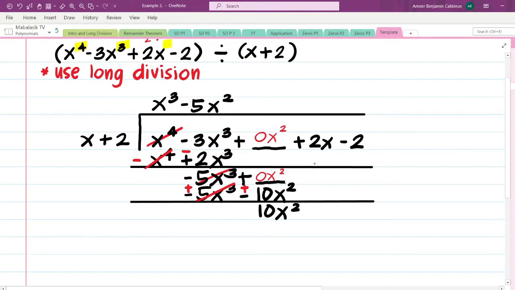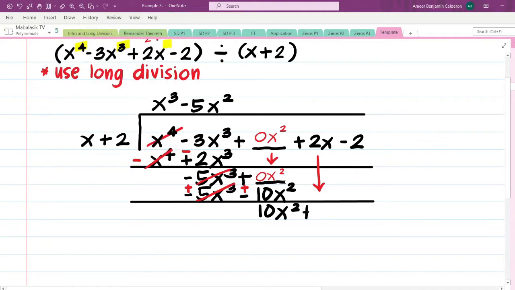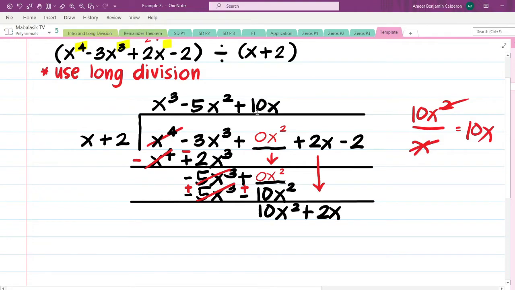Let us now bring down the next term. Or I forgot to write the arrow here. So we have here plus 2x. Then just repeat the process. We will now have 10x squared right here. We will divide it by the first term of our divisor. So we cancel one of the x's here, cancel everything here, and now we are left with 10x. So we have plus 10x.